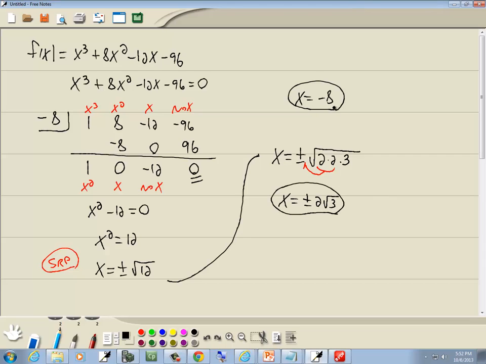So our first answer was negative 8, and this plus or minus accounts for our other 2 answers. Remember, the largest power of your polynomial tells you how many answers, how many zeros you're going to have. So we knew we were going to have 3. And those are our answers.